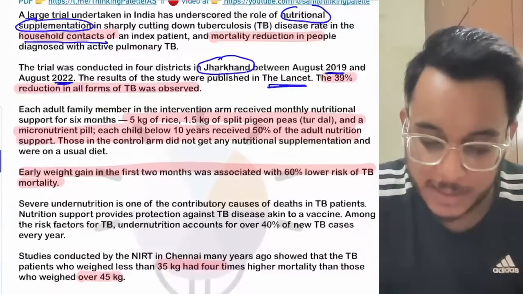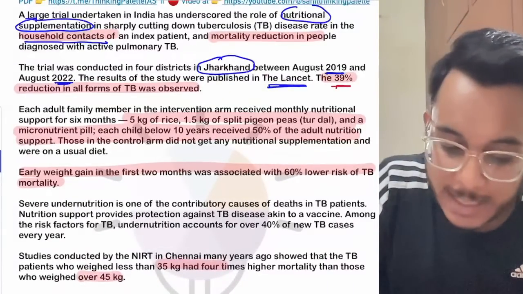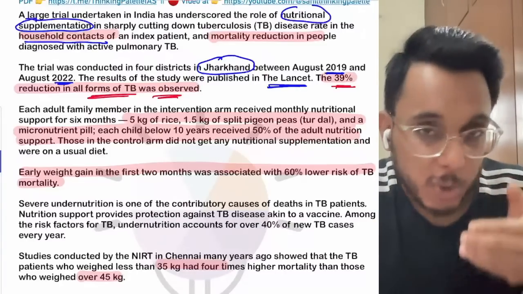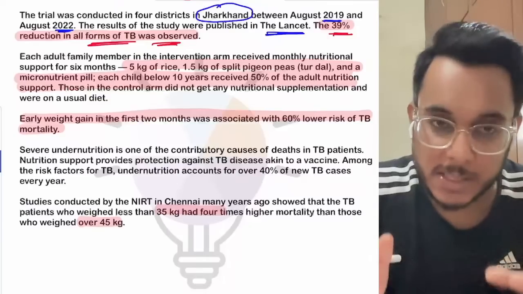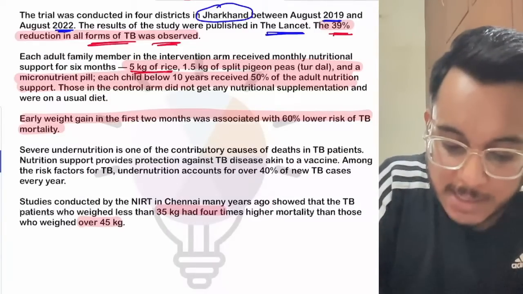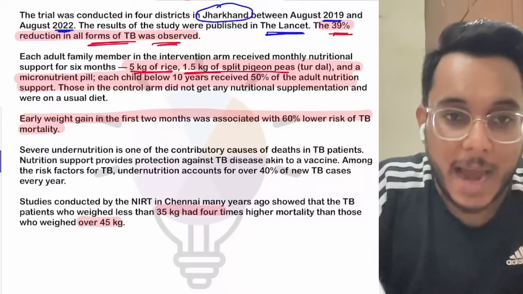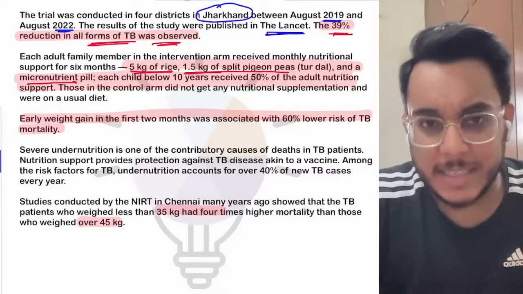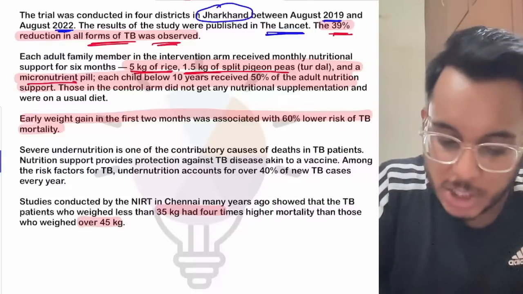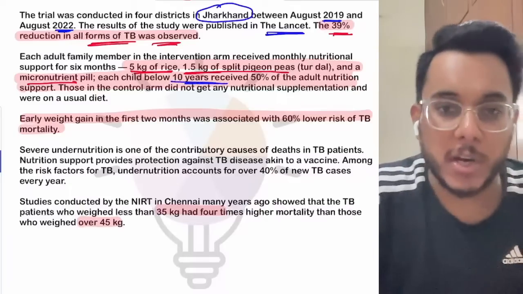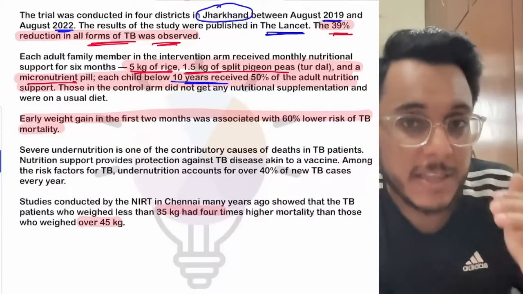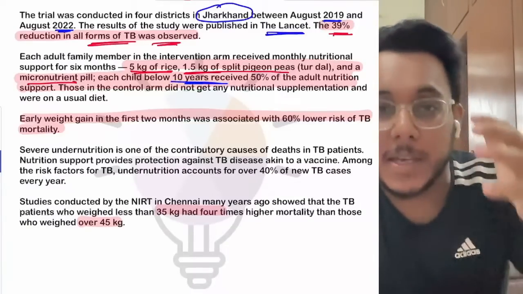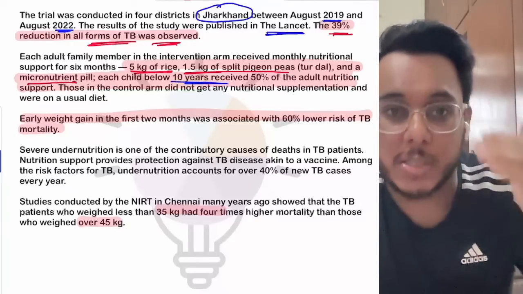Now, if I just give you the data, then guys, it has been shown that a 39% reduction in all forms of TB has been observed just by giving good nutrition to the people. So, as part of this trial, for 6 months, the households were given 5 kg of rice, 1.5 kg of pigeon pea tur dal, and micronutrient pill. This nutrition was given to the adults. Children below the age of 10 years were given half of this nutrition. And by giving this nutrition, people got less TB, fewer people contracted TB. People who already had TB, fatality was less in them.